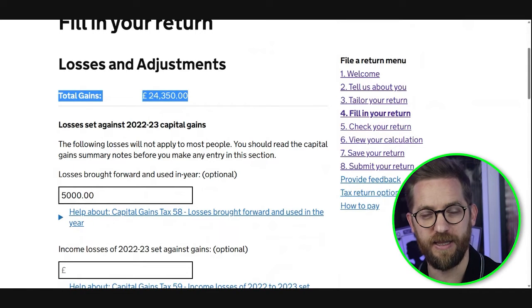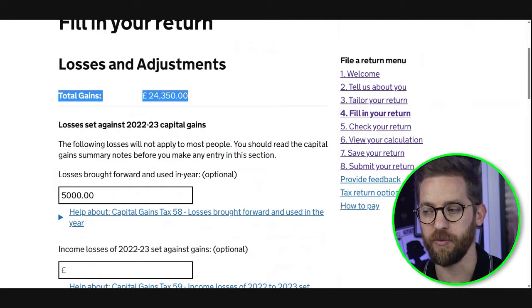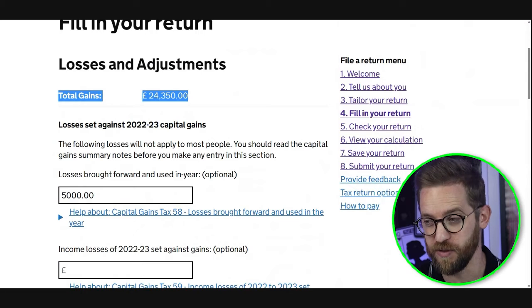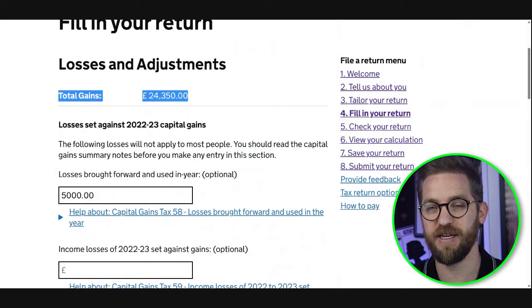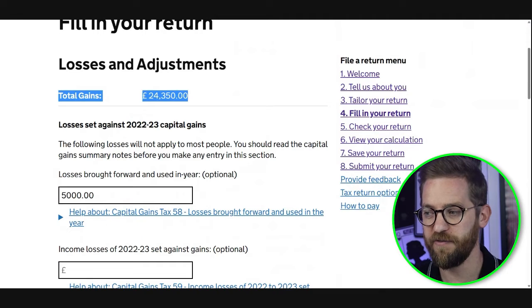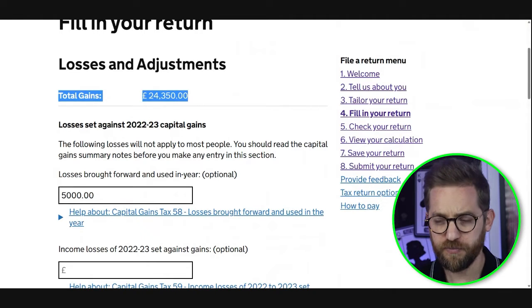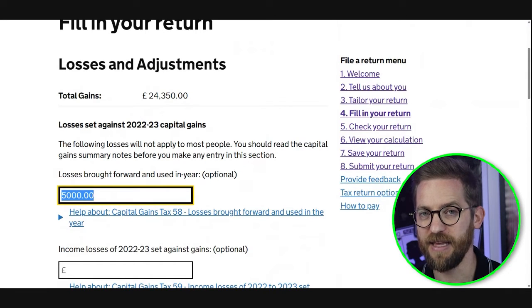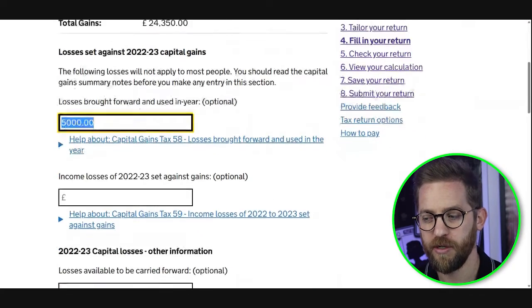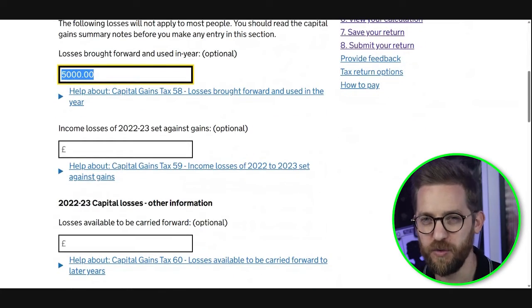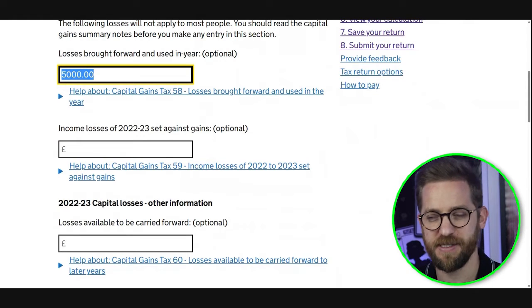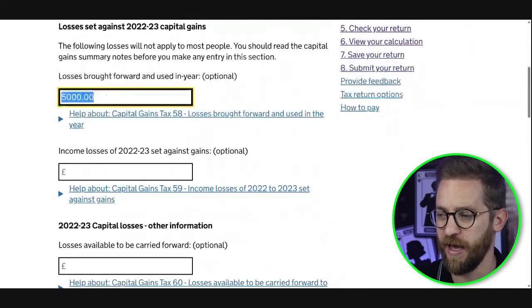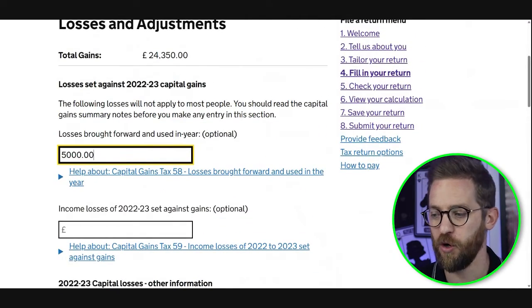So in 22-23, the allowance was £12,300. So if I had £20,000 of losses brought forward, I can use part of those losses to bring this figure down to £12,300. So I'll do £24,350 less £12,300, and I would enter the difference in this box here. Anything that then remains, I can just carry forward. Now, the good thing about that is you're not overusing your losses. You're not having to use them and sacrifice your allowance as well. You can use both of them really effectively. So make sure you're doing that appropriately and you're making use of those losses.